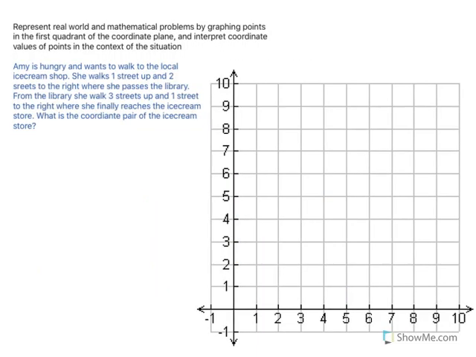Okay, so everyone pause the video, read the little short word problem, and then graph the coordinates on your graph. So I'm going to have you pause the video and do that. Hopefully we're all able to get some answers. Let's check them and see if they're right. So Amy is hungry and wants to walk to the local ice cream shop. She walks 1 street up and 2 streets to the right where she passes the library. From the library, she walks 3 streets up and 1 street to the right where she finally reaches the ice cream store. What is the coordinate of the ice cream store?